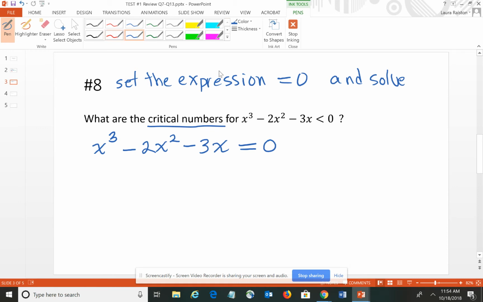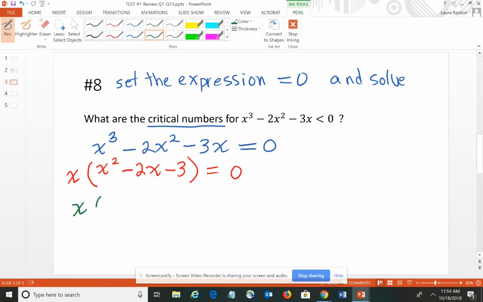Then, because it has an exponent of 3, that's a big clue that I'm probably going to need to factor. And I notice that I have an x in common through the entire expression, so I'm going to factor out 1x. That leaves me with x squared minus 2x minus 3 equals 0. Then I believe I can factor that quadratic a little bit further.